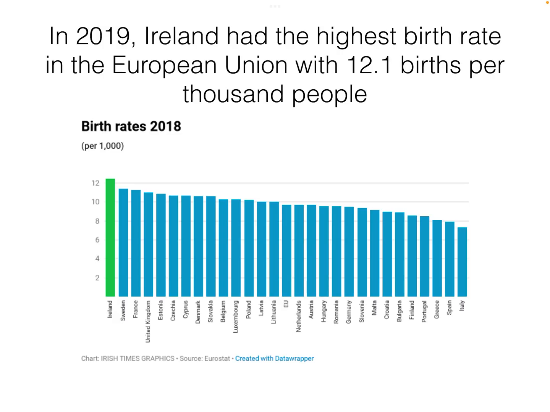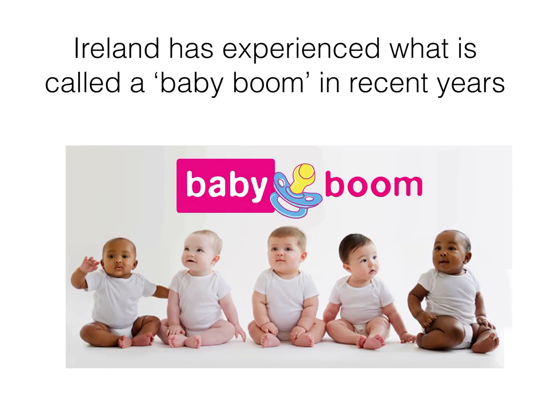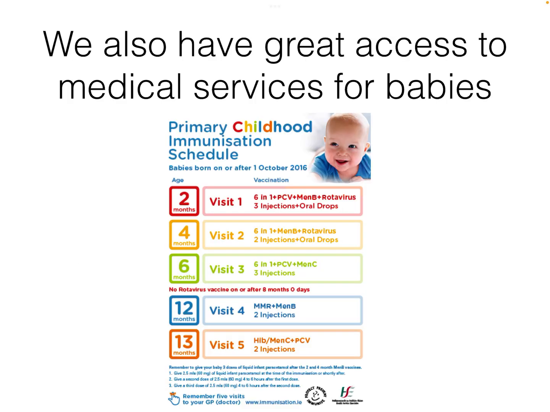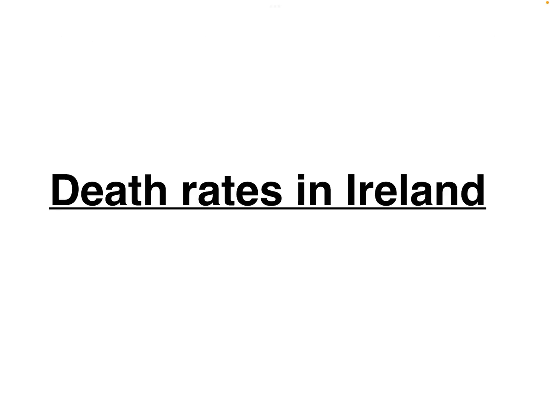So birth rates in Ireland, our birth rates are 12.1. Okay, so we've a good birth rate. So for every 1,000 people, there's 12 babies being born. So that's good. And we've had a baby boom in recent years. We've low death rates amongst babies, which is good. We don't want a death rate in children, if at all. We know to monitor them in hospital, to look after them. We give them vaccines. So our birth rate is 12.1 babies being born for every 1,000 people.